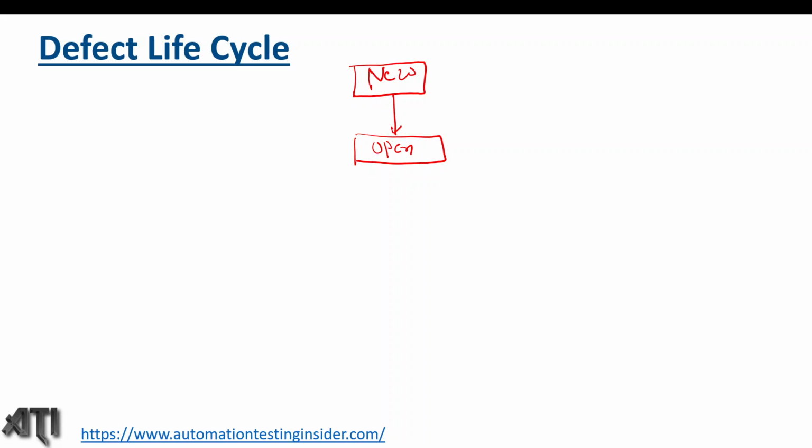Now they will work on the defect, and they will fix the defect. So the status of the defect would be fixed, and they will assign it back to the testing team. Now it is our responsibility as a tester. We have to rework on the defect. We have to retest the defect. So what is the status of the defect this time? At this stage, retest.